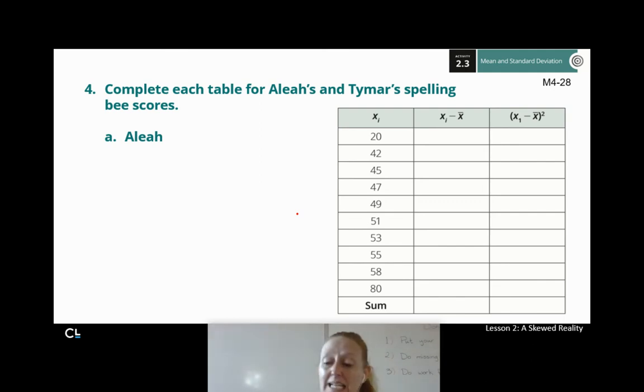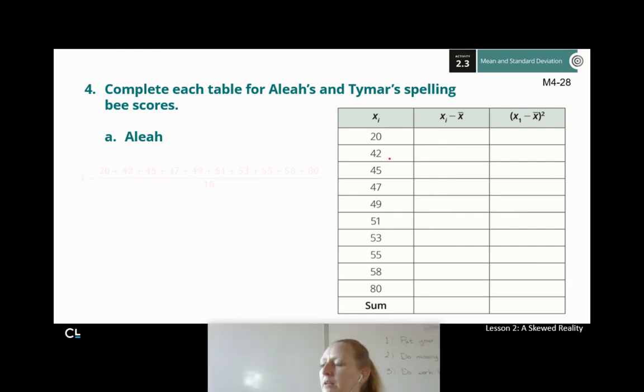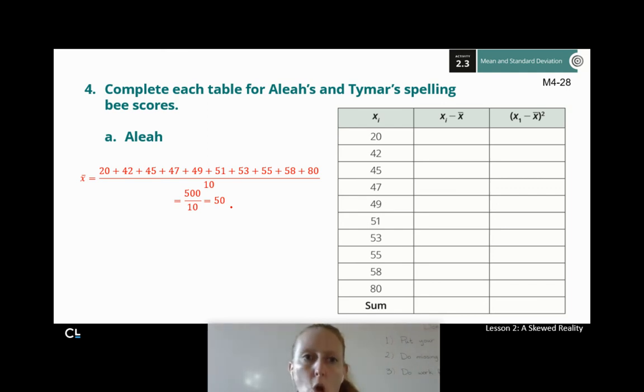So the first thing I did was I found the mean, right? So I'm working with Aaliyah. I added them all up and divided by 10. So 500 divided by 10, 50. No surprise. We noticed their means, their middles, were all sitting about the same place.